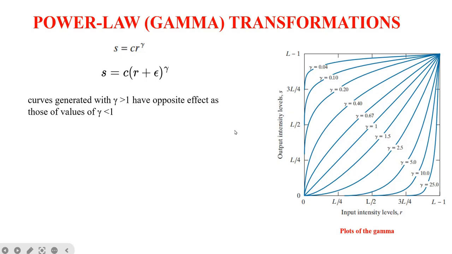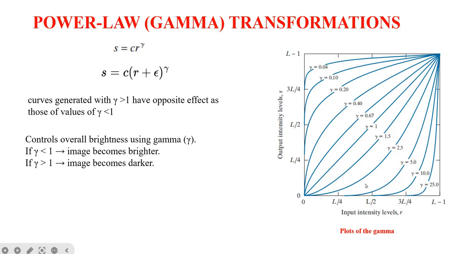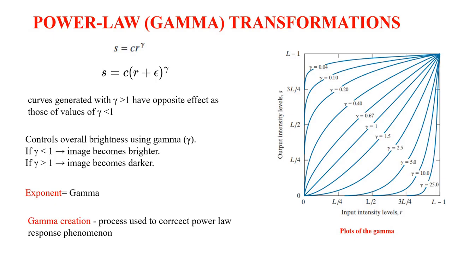Now the overall brightness is controlled using gamma. That is, if gamma is less than 1, then the image becomes brighter, and if gamma is greater than 1, the image becomes darker. The exponent in the power law equation is referred to as gamma, and the process used to correct this power law response phenomenon is called gamma correction.